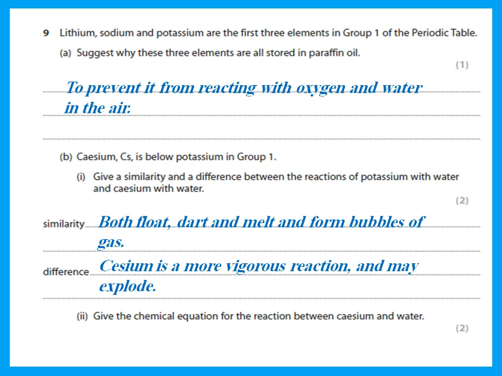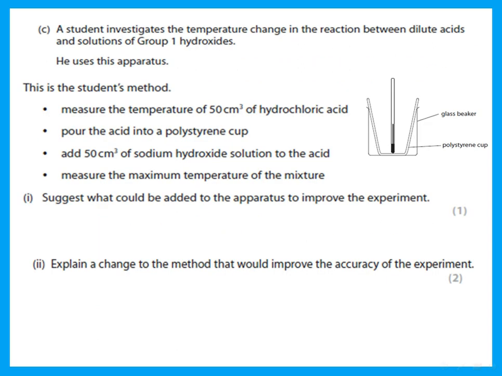Give the chemical equation for the reaction of cesium and water. Remember that any group 1 metal reacts with cold water to form the hydroxide. So cesium plus water will form cesium hydroxide plus hydrogen. Again, do not forget to balance the equation.